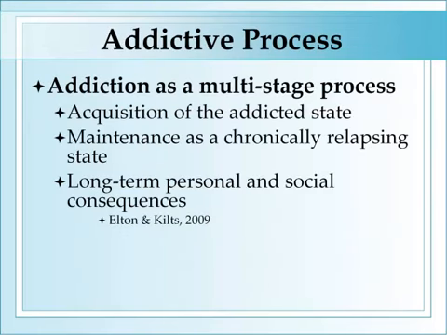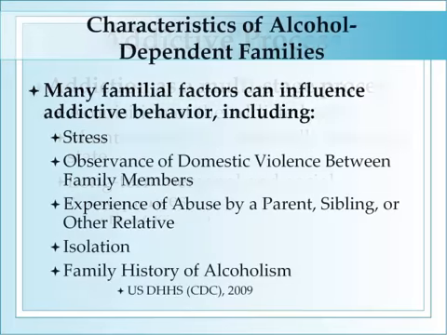When looking at the addictive process, we typically think of it as a multi-stage process: acquisition of the addicted state, maintenance as a chronically relapsing state, and long-term personal and social consequences. Other factors can influence addictive behavior, including family factors, stress, observance of domestic violence between family members, experience of abuse by a parent, sibling, or other relative, isolation, and of course, a family history of alcohol abuse or alcoholism.